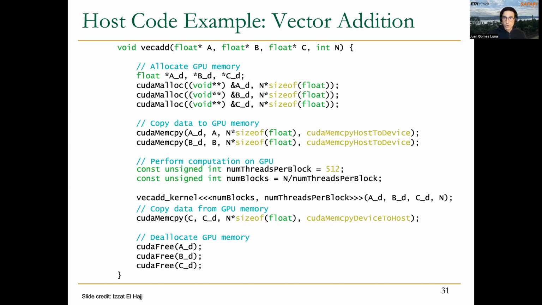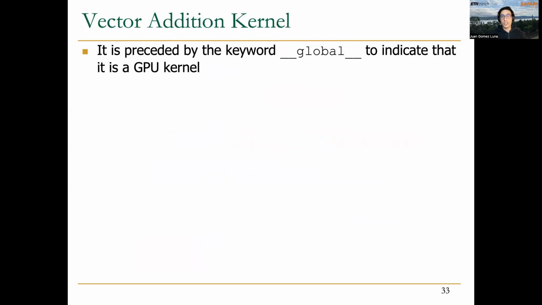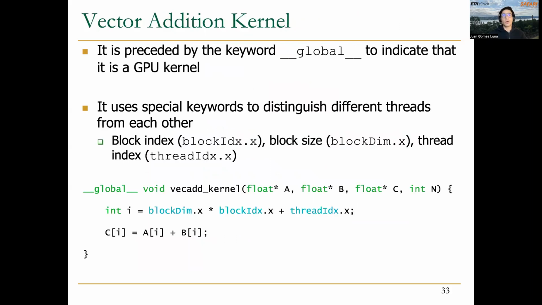Now, this is the host code, but what about the GPU code? In the GPU code, we will have something like this. In this case, it's very simple. The vector addition kernel, observe that it's a kernel because it starts with this __global__ qualifier. And here we can see the input array A, input array B, output array C, and the total number of elements.